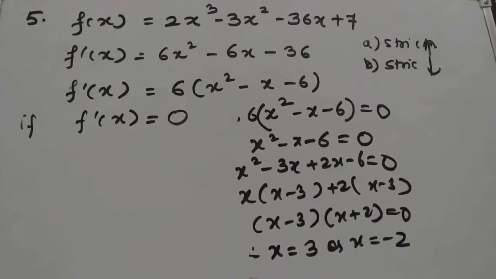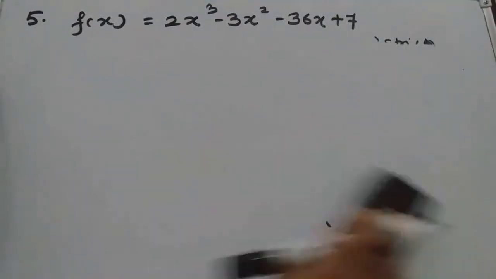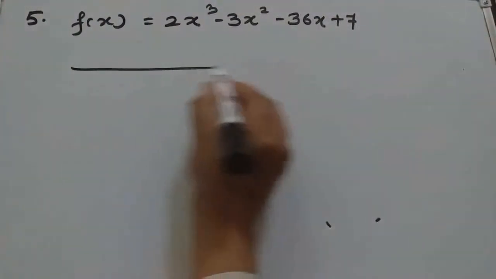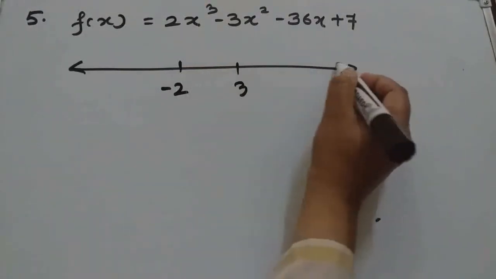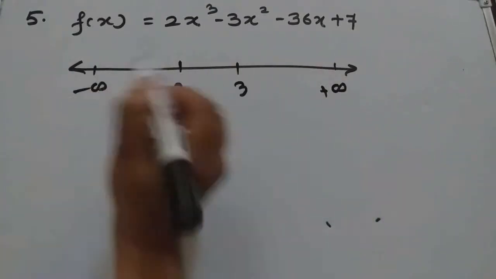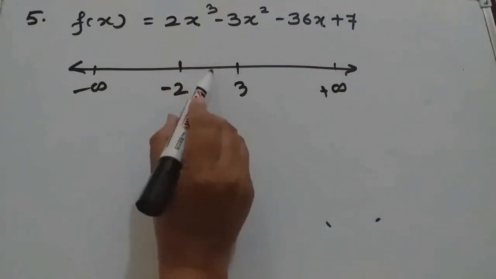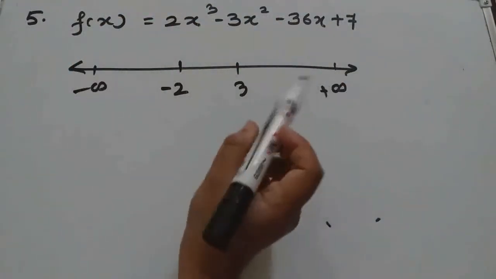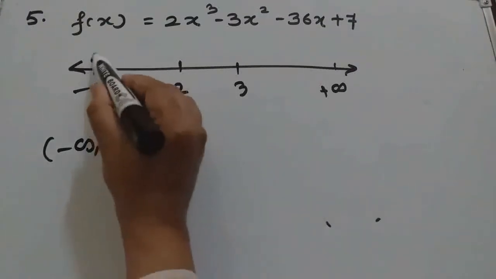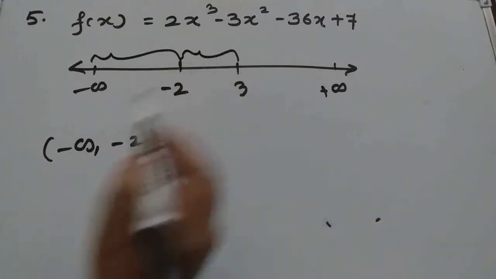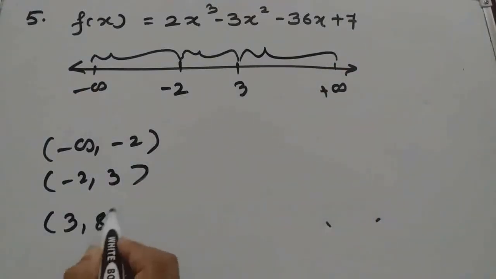After getting the values of x, both x values, here we can do this. x is minus 2 and x is 3, with plus infinity here and minus infinity here. These two values of x divide the real line into 3 intervals. The first one is minus infinity to minus 2, the second one is minus 2 to 3, and the third one is 3 to infinity.